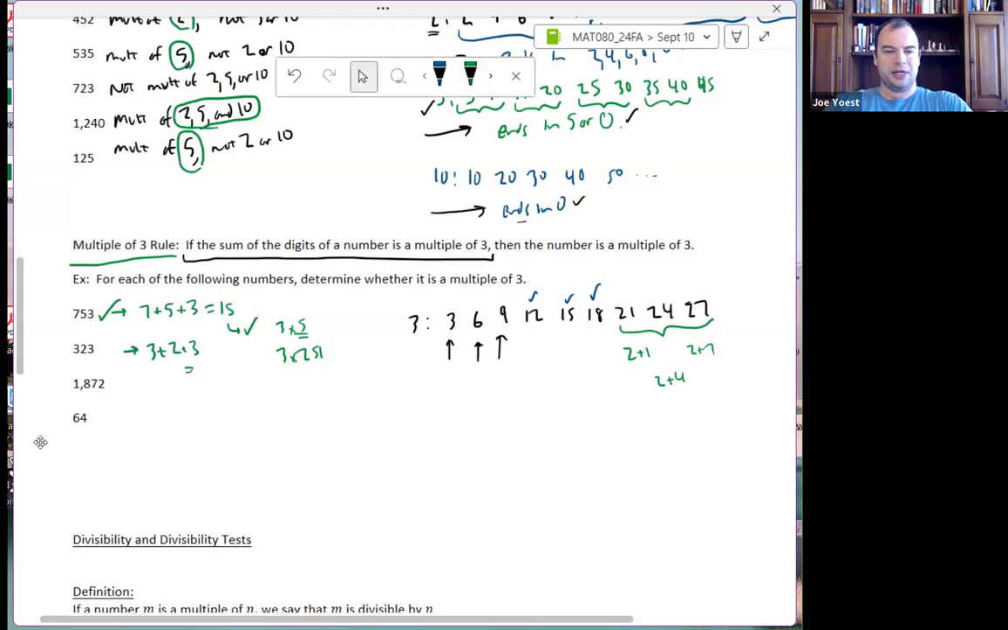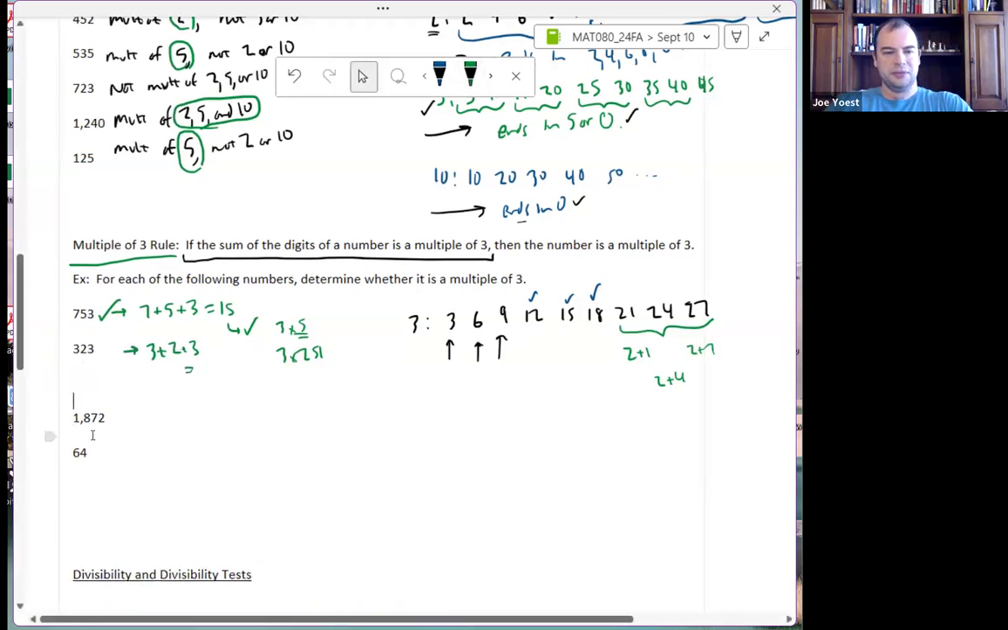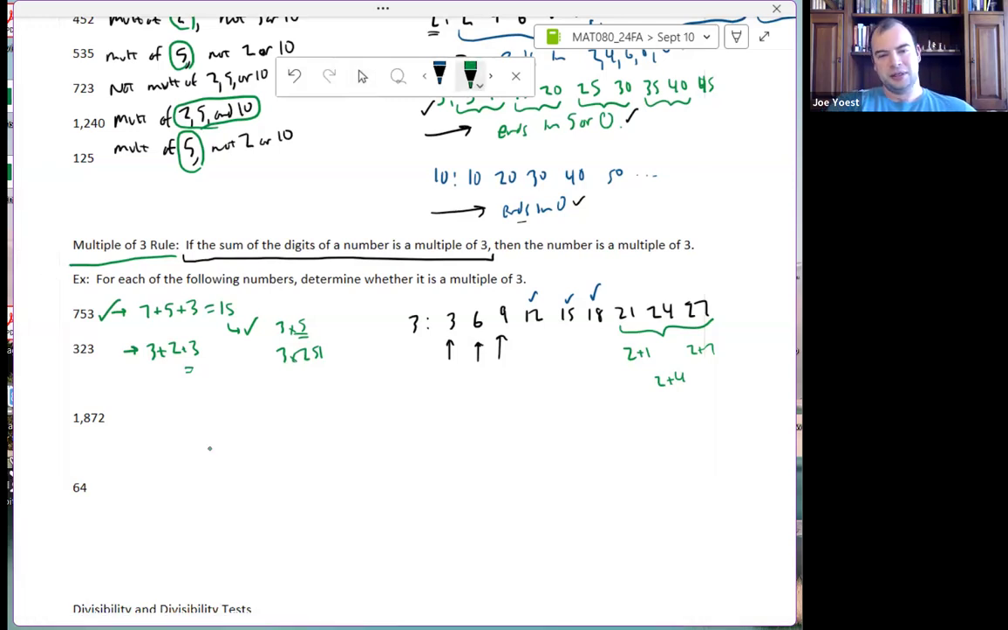But I have a better process, so I'll add the digits together. 3 plus 2 plus 3. That gives me 8, not a multiple of 3. So therefore, 323 is also not a multiple of 3 because the sum of its digits is not a multiple of 3.